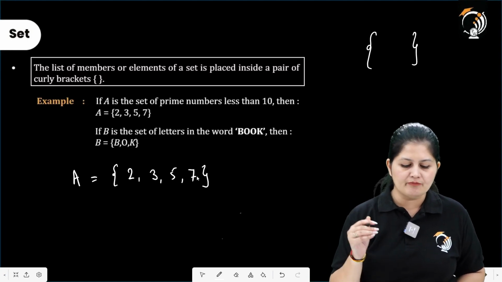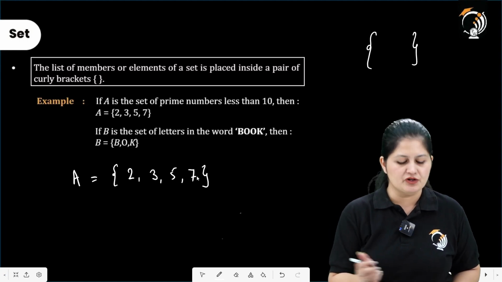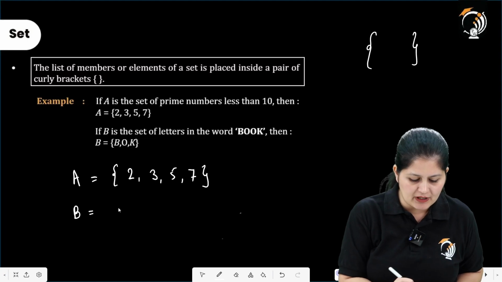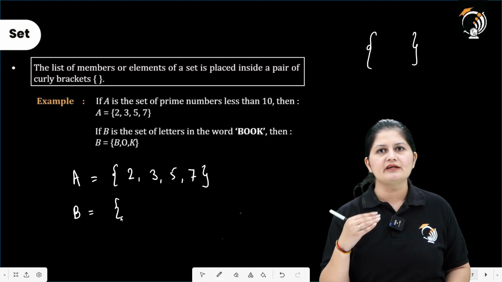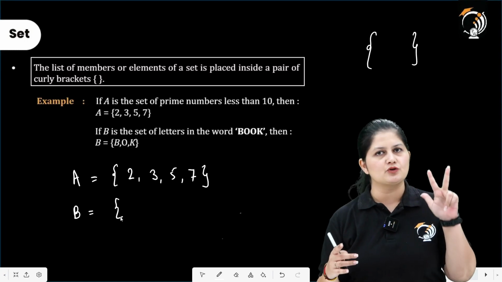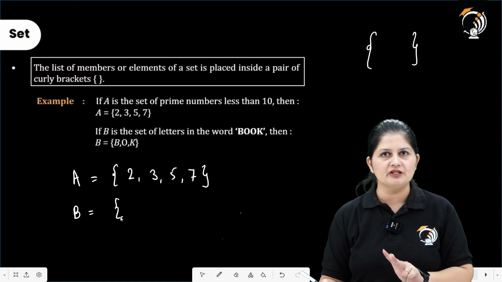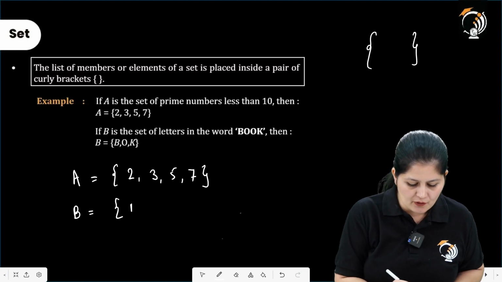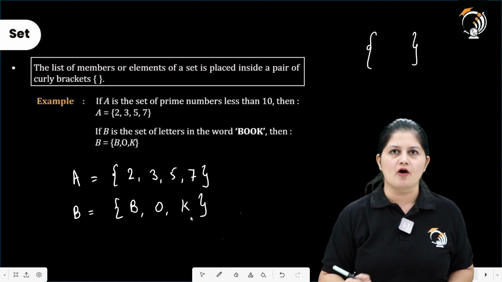Moving forward, if B is a set of letters in the word book, how are we going to write it? The letters in the spelling of book are B, O and K. These three letters are going to be the three elements of the set B. So you write it as B, O and K, separated with commas.